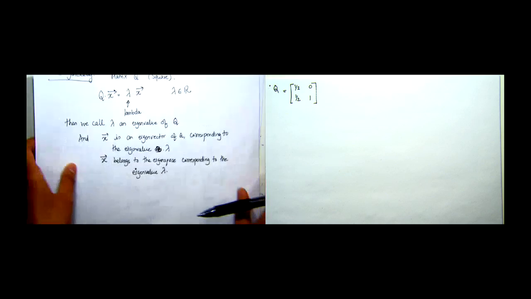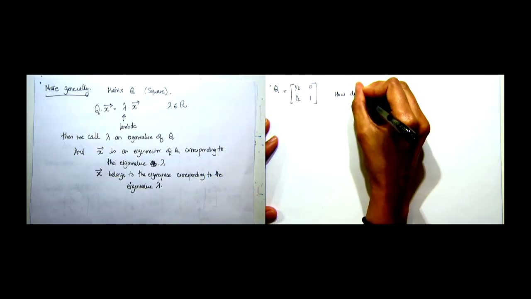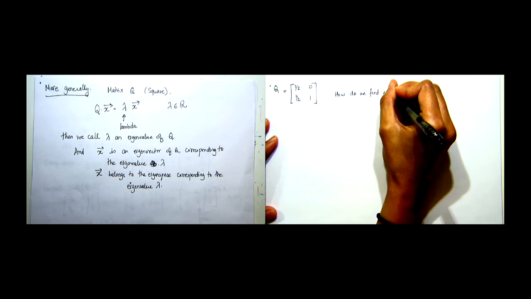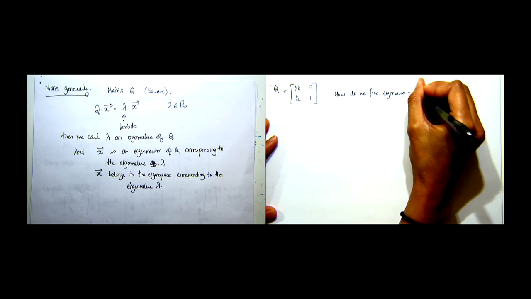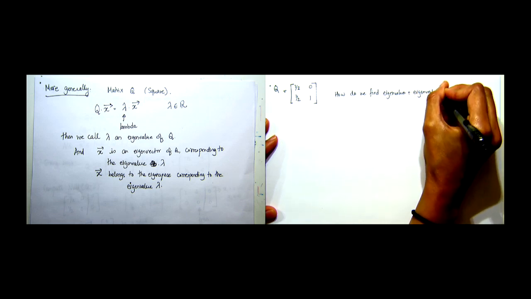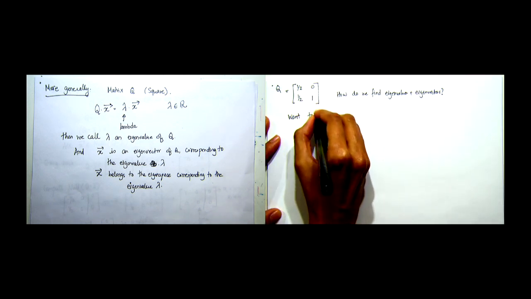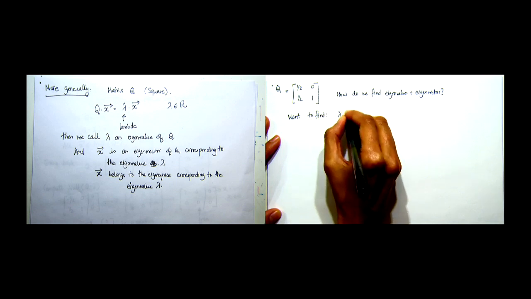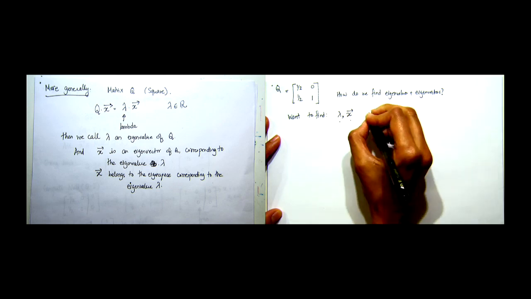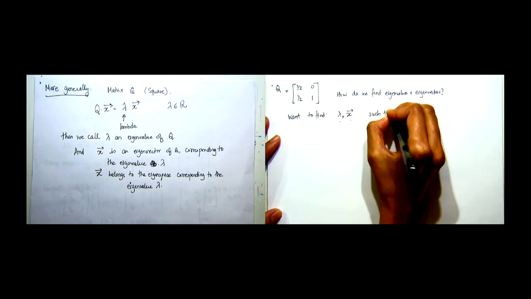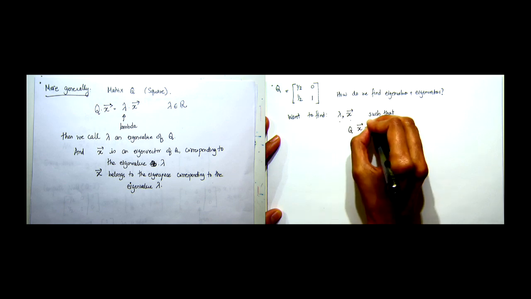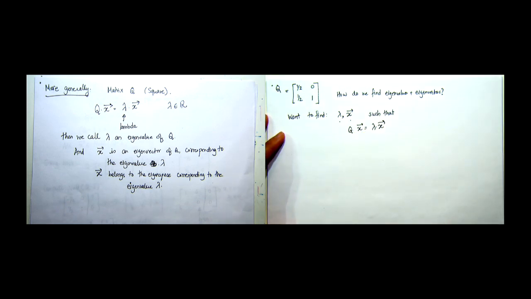But what if we wanted to compute this in a more principled way, right? Maybe we can't just look at this and check and guess, especially if the matrix isn't just a 2x2. So more generally, how do we find eigenvalues and eigenvectors, right? So now we want to find lambda and x. Lambda is a real number, x is a vector, such that q times x is equal to lambda times x.